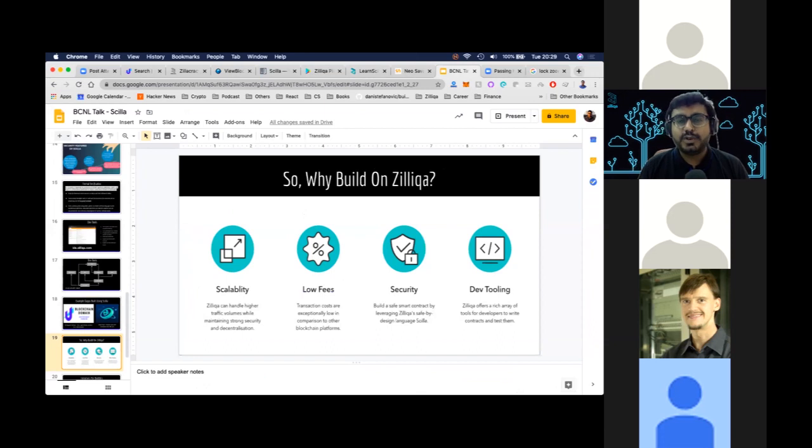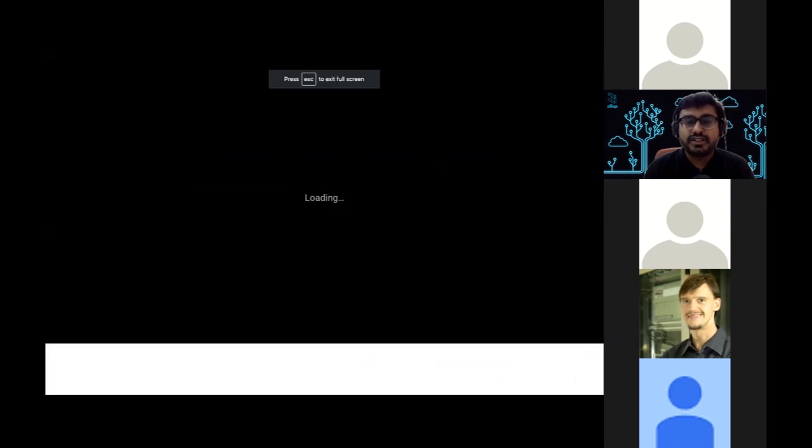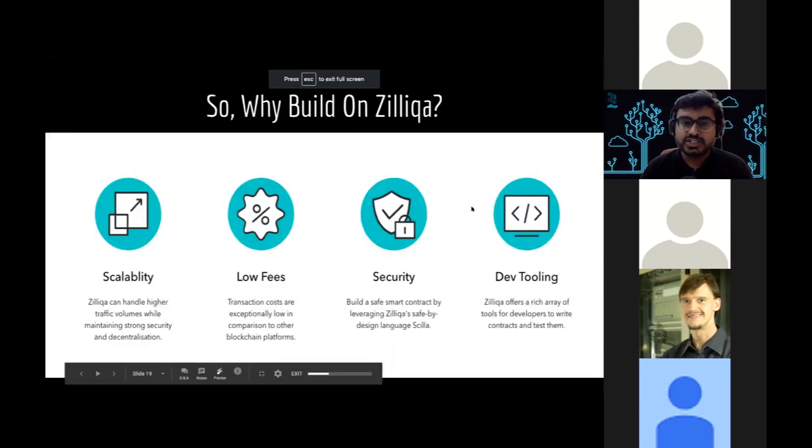So why build on Zilliqa? There are 4 aspects to it. I would say the 2 main ones would be scalability and security: the scalability of the Zilliqa platform and the security of the Scilla programming language. And obviously there are low fees.